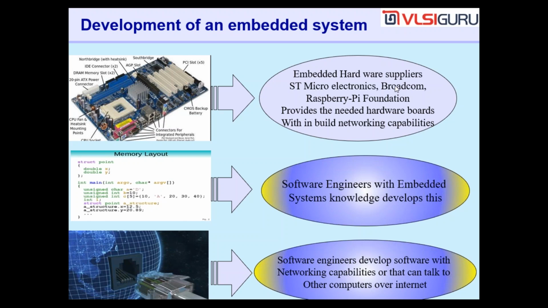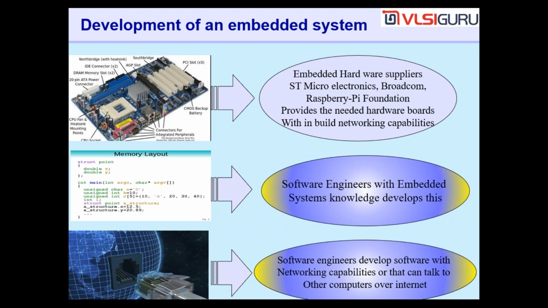Then the software engineers will develop the software with the systems knowledge, and they will also develop the software needed to interface with the network so that it can talk to the internet, and finally it is deployed. The whole software is deployed on the hardware, tested and fixed into one of the devices. So that's how software is developed. The life cycle is more or less the same, but the way it is deployed is different.